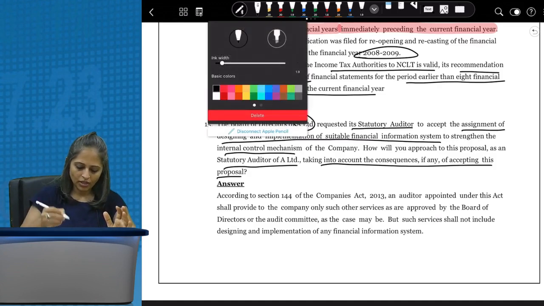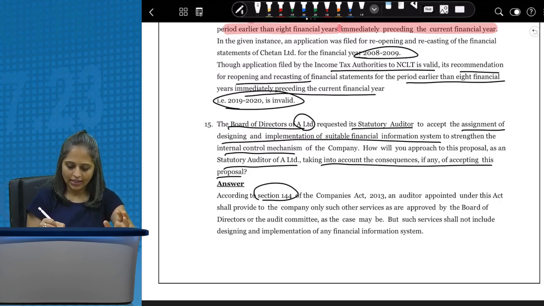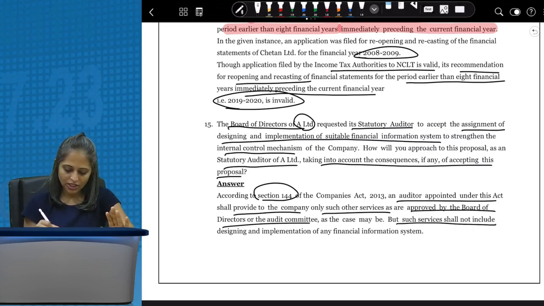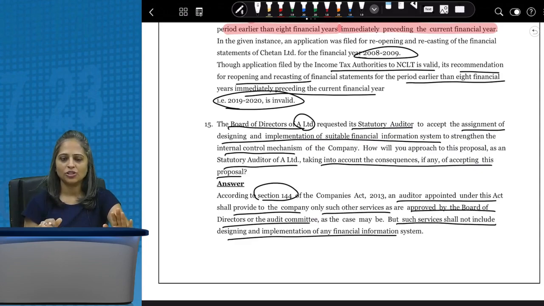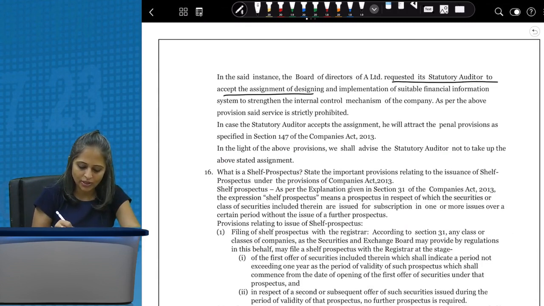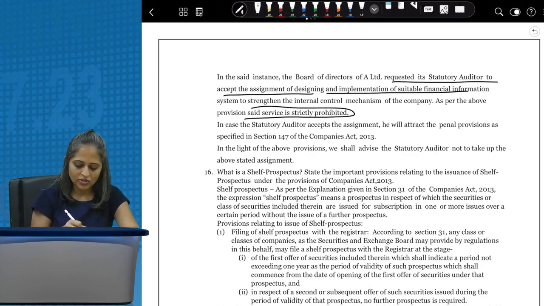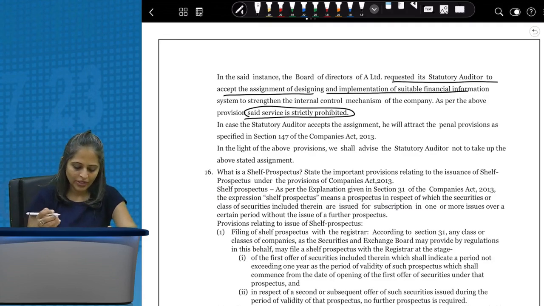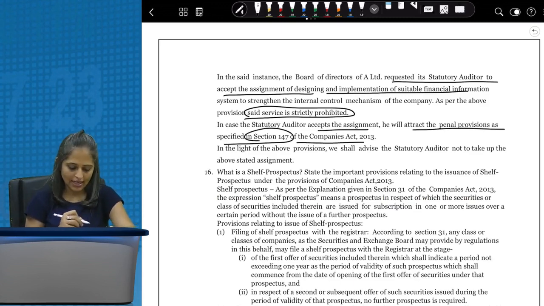According to section 144 of the Companies Act, an auditor appointed under this act shall provide to the company only such other services as are approved by the board of directors or the audit committee. But such service shall not include designing and implementing of the financial information system. In the said case, the board of directors requested its statutory auditor to accept the assignment of designing and implementing of a suitable financial information system. As per the above provision, the said service is strictly prohibited, because then the auditor is losing all the independence, which is why he is appointed as statutory auditor, correct? In case the statutory auditor accepts the assignment, he will attract the penal provision specified under section 147 of the Act, and in the light of the above provisions, we advise the statutory auditor not to take up the above assignment.